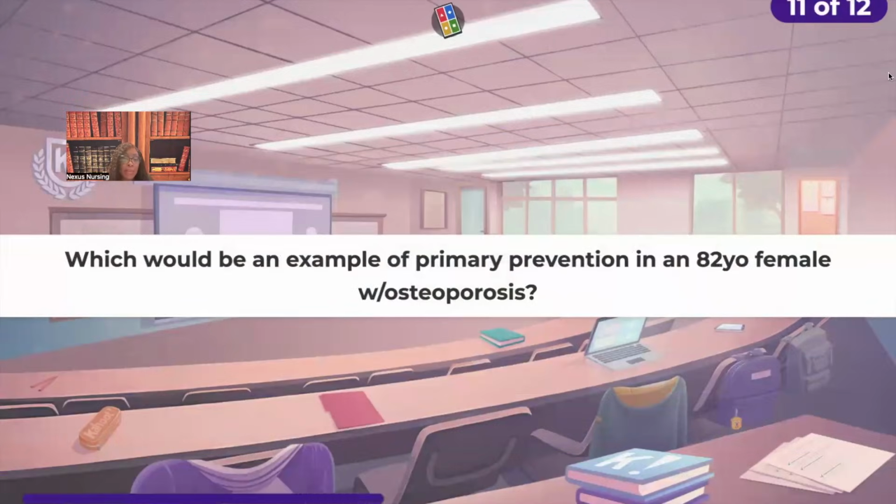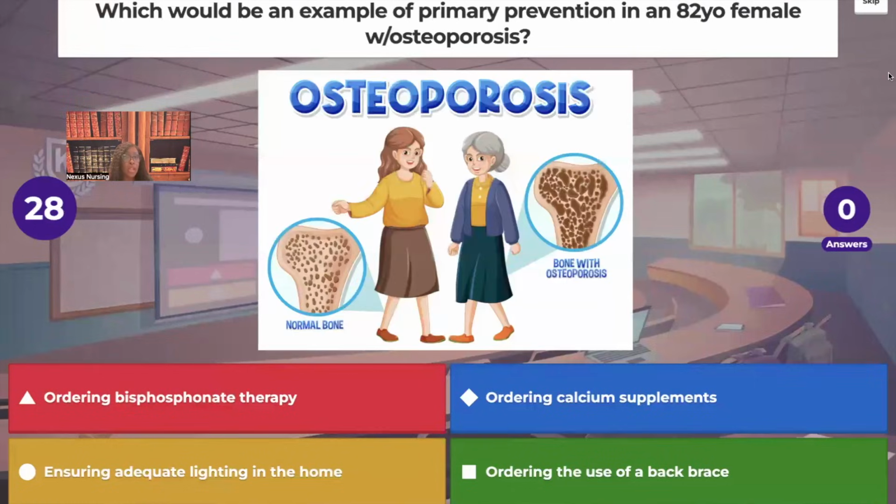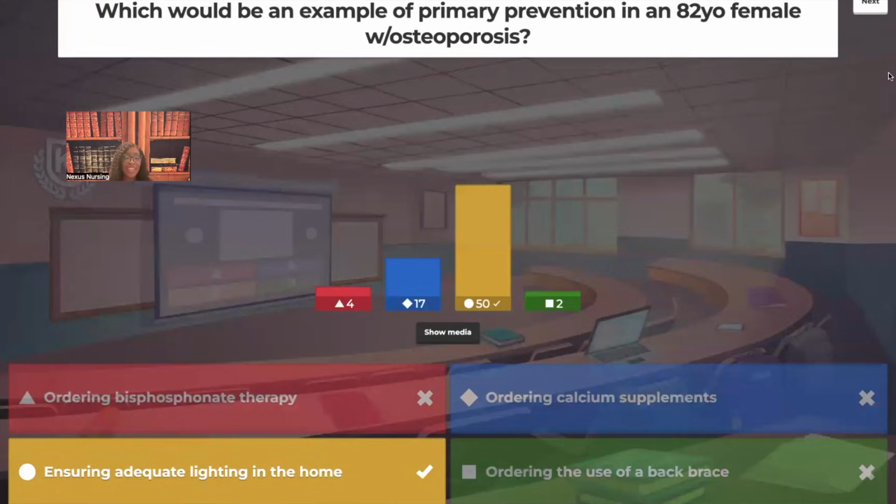All right, which would be an example of primary prevention in an 82-year-old female with osteoporosis? Here are your options. Ordering bisphosphonate therapy, ordering calcium supplements, ensuring adequate lighting in the home, or ordering the use of a back brace. Which one would be considered primary prevention? Nobody better get this wrong. Thank you. Very good. Ensuring adequate lighting in the home because we want to prevent falls.